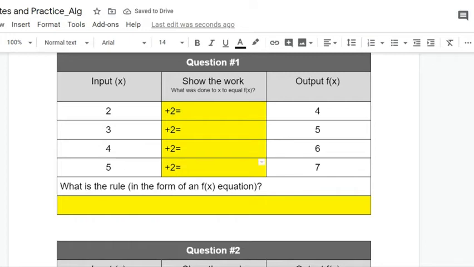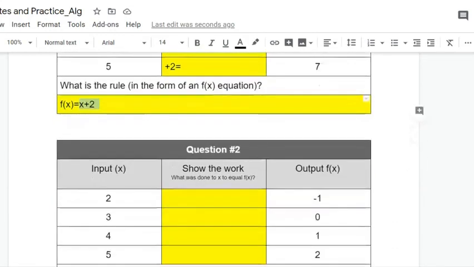So it works out. Now I have to write this into an equation. Now I know that we're going to start with the f of x, and that equals. I did something to the x, so let's put the x down. And what did I do to the x? I added 2. And that's the equation. F of x equals x plus 2. The y will equal whatever x is added to. Make sense? If you ever have questions, please never hesitate to email me or comment in the classwork. I do try to get back to you as soon as possible.